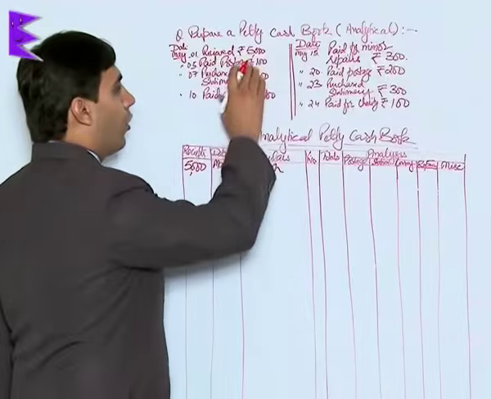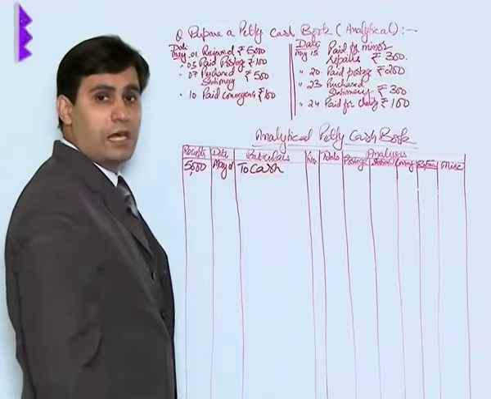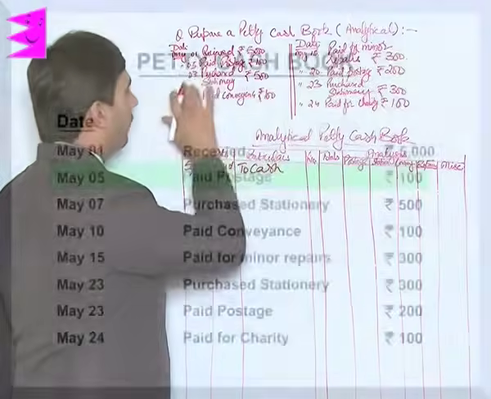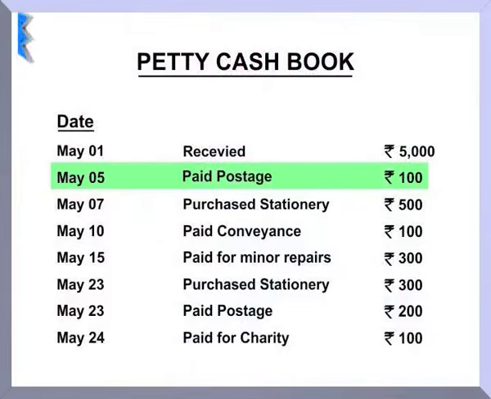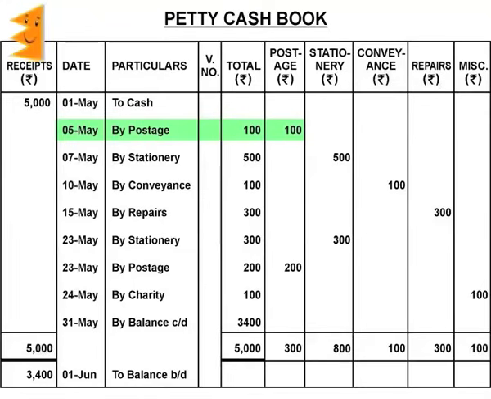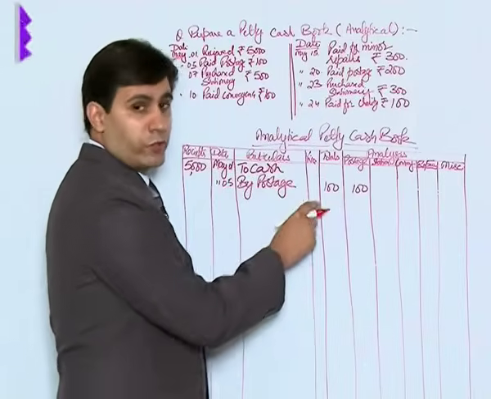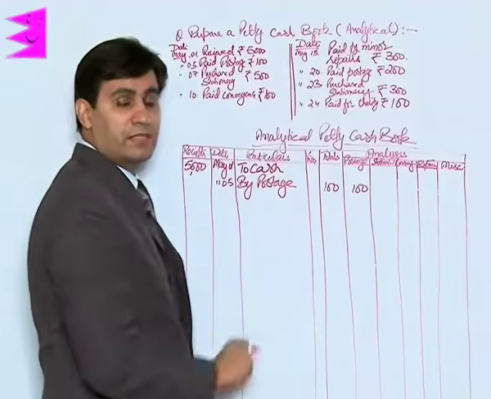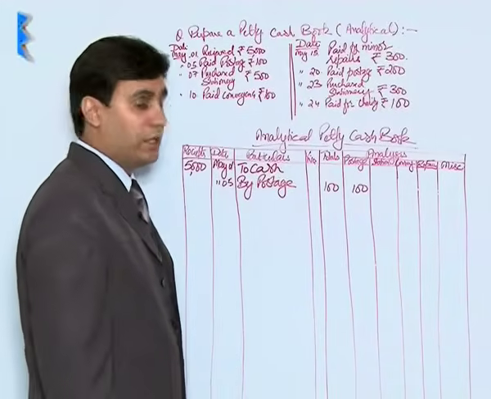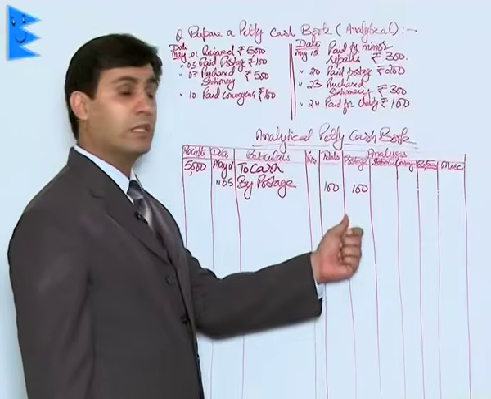Now students, all the remaining transactions here are payments. So on 5th May, paid postage. So by postage, payment of rupees 100 has been made. In the totals column, enter rupees 100. And for analysis, in the postage column, we'll put in 100. The entries would be made in the totals column for sure. For totaling out and finding the balance, every entry has to be put in the totals column. And for analysis purpose, it is put in the respective column.